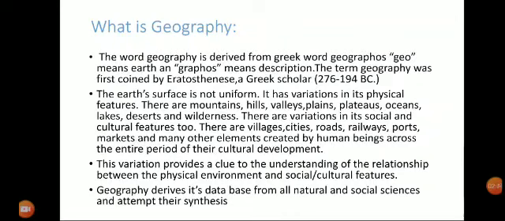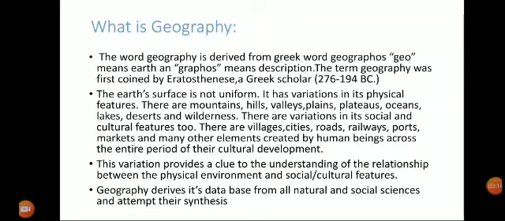So these variations provide us a clue to understand the relationship between the physical environment and the social and cultural features. The physical environment has provided us a stage on which human activities enact their drama. These variations provide a clue to understand the relationship between the physical environment and social creatures.